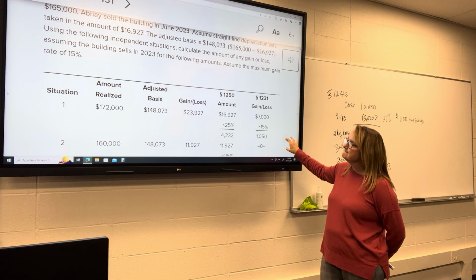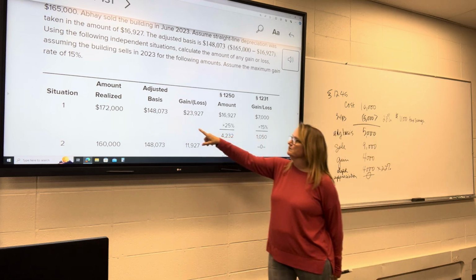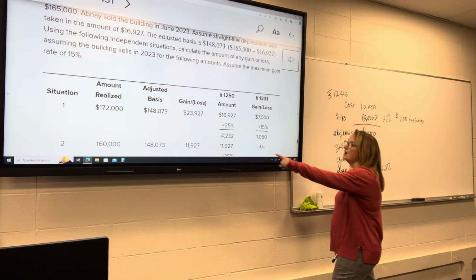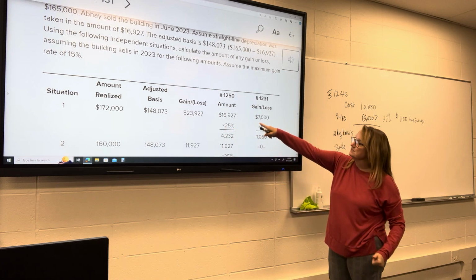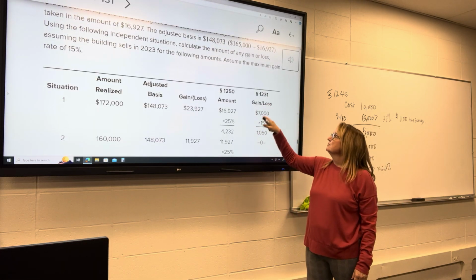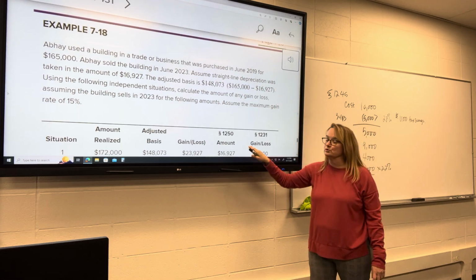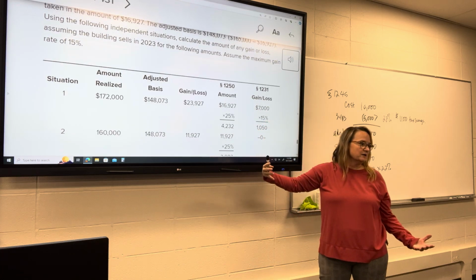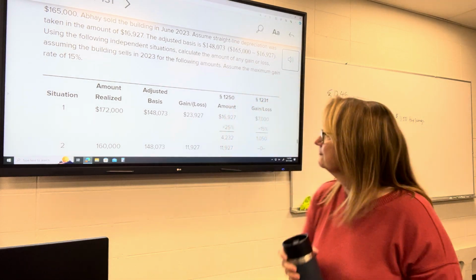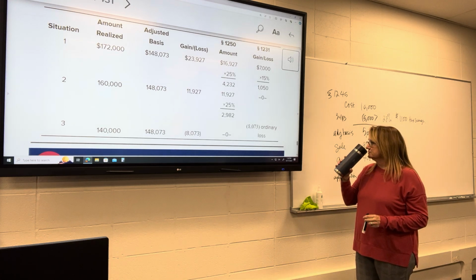In situation 1, if the amount realized was 172, adjusted basis of the building 148,073, that means the gain is 23,927. Of that 23,927, 16,927 is due to depreciation. So that's going to be taxed at 25%. The rest of it is due to appreciation. Makes sense, right? Bought it for 165, sold it for 172. It appreciated in value by $7,000. That's going to be taxed at 15%. Second scenario, sell it for 160,000.